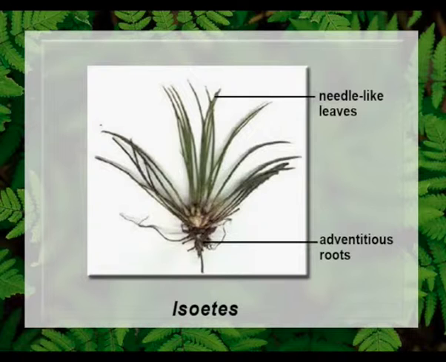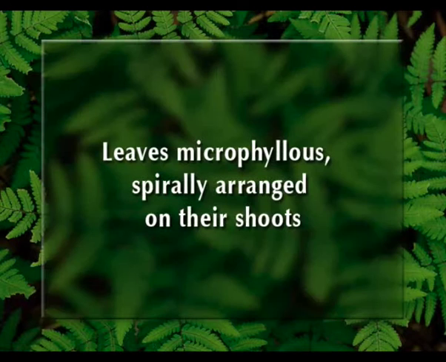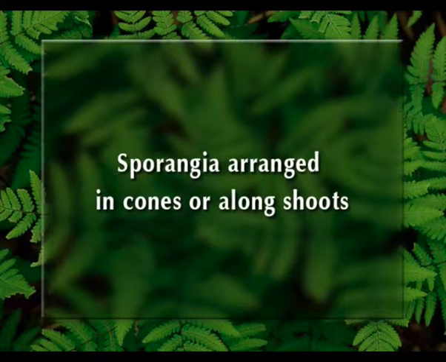The plants consist of a corm-like stem that has roots attached below and numerous needle-like leaves above. These are small herbs with prostrate rhizomes that bear true roots and upright shoots and lack secondary growth. The leaves are microphyllous and spirally arranged on their shoots. The sporangia are arranged in cones or along the shoots.